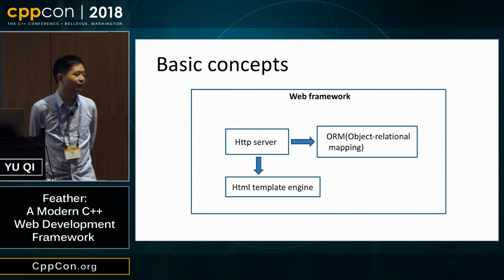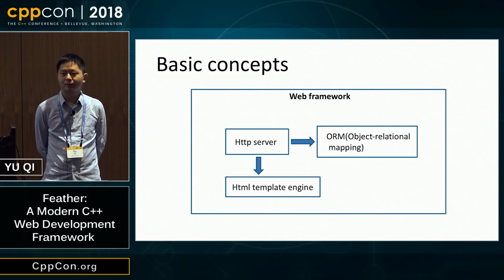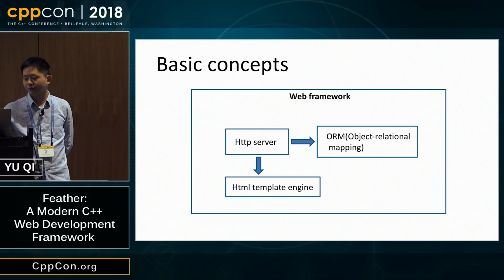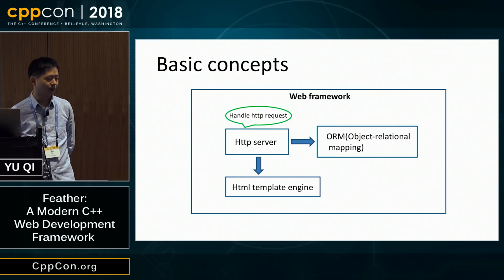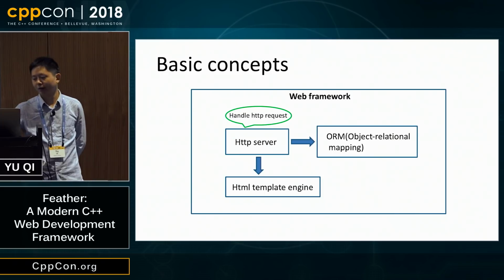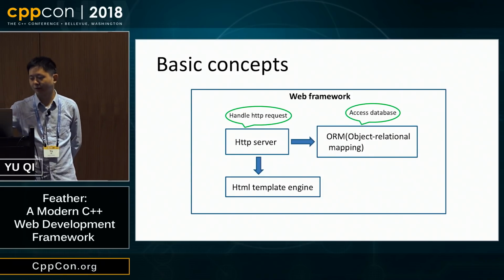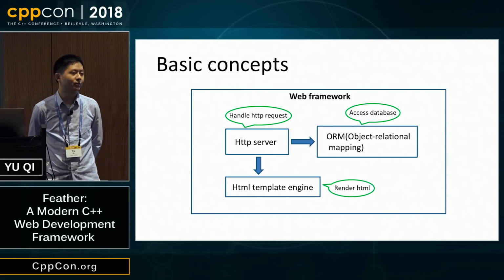Okay, this is a basic web framework. It contains an HTTP server, an ORM library, and an HTML template engine. The HTTP server helps us to handle the HTTP request. The ORM helps us to access the database. The HTML template engine is used to render HTML pages.